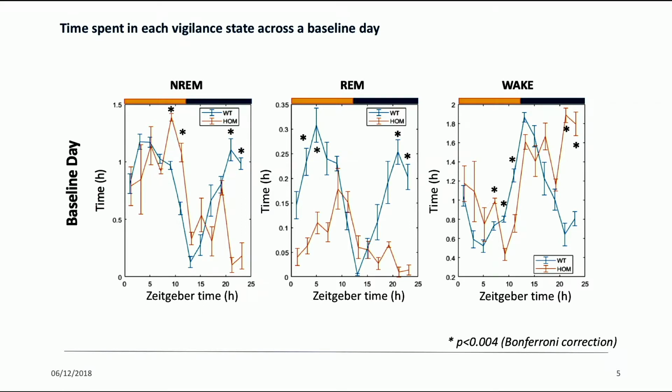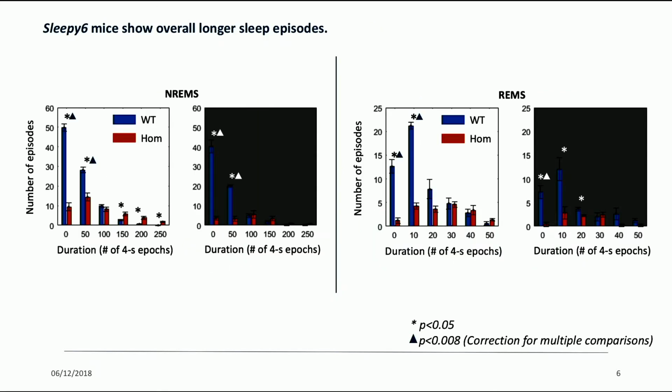How can the bout duration of these different states be impacted? What you find, which is quite interesting, is the absolute number of episodes of non-REM sleep or REM sleep in the light phase or the dark phase. And what you see is that the homozygotes have overall less non-REM sleep, but a significantly higher amount of very long bouts and much less of the very short bouts.